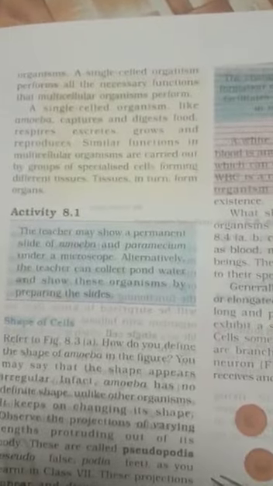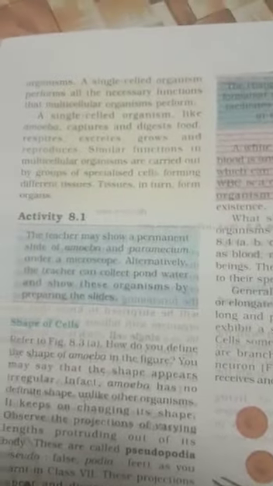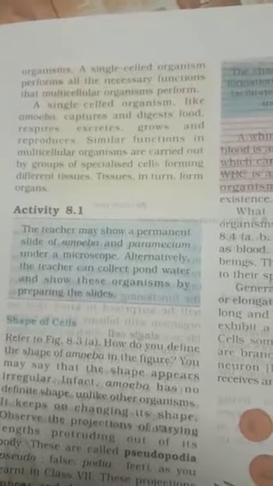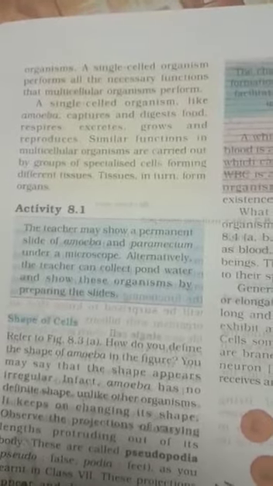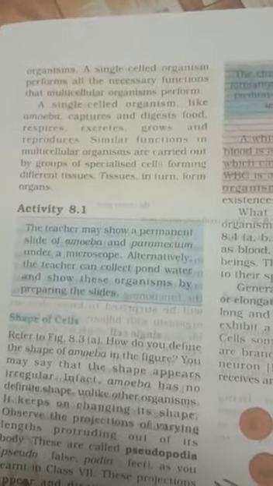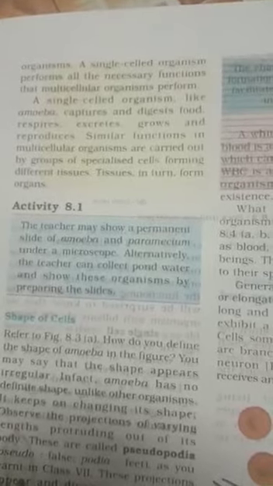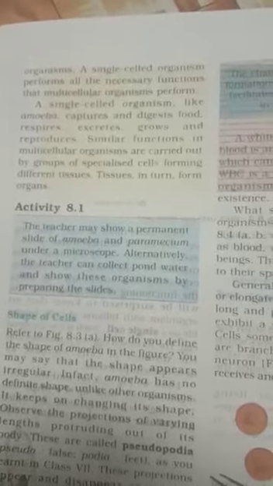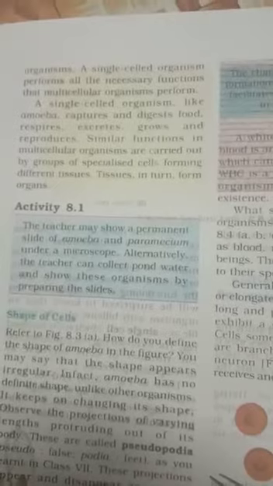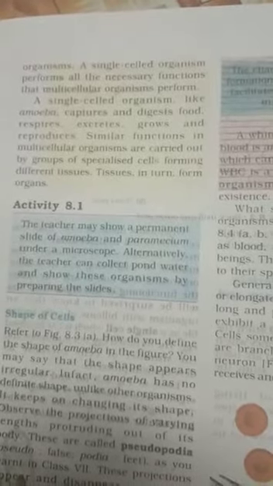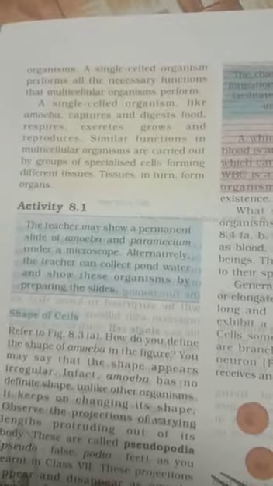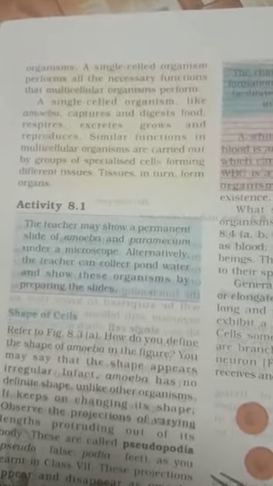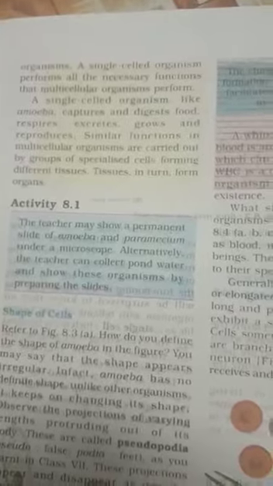The single cell organism also has different functions. For example, the amoeba captures food, digests food, respires, excretes and grows, everything the same as in multicellular organisms. In multicellular organisms, these functions are carried out by groups of specialized cells forming different tissues.